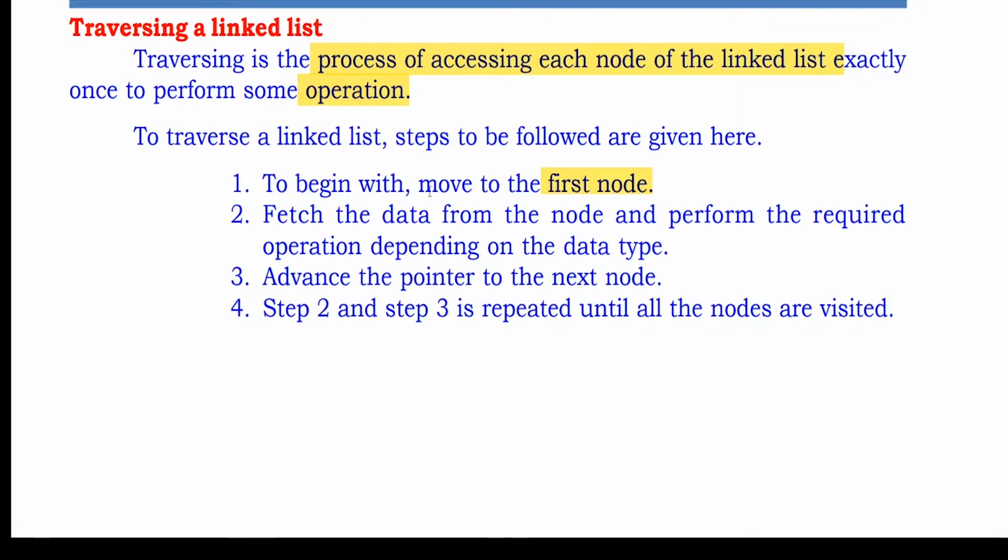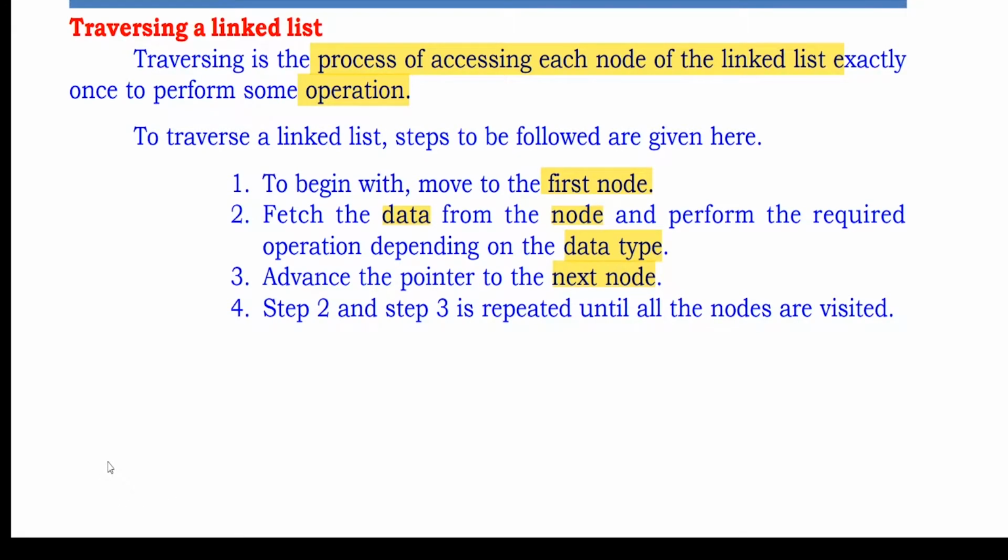That is how we begin: we move to the first node, fetch the data from the node, and perform the required operation depending on the data type. Each node has two fields, and we get the data, then perform the operation depending on the data type. Then move to the next node. So advance the pointer, because the node contains one more field where we have the address of the next node. The same process is repeated for all the nodes. That's how traversing is performed.